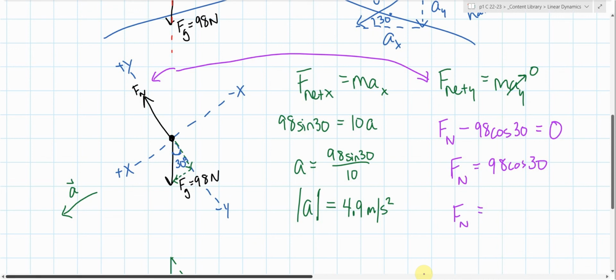0.8 something times 98. You can hear me getting my calculator out. Times cosine 30. Okay, so like 85 if I round it to 2 sig figs.